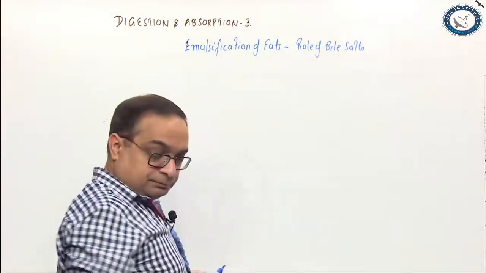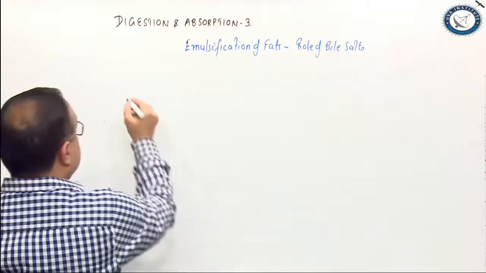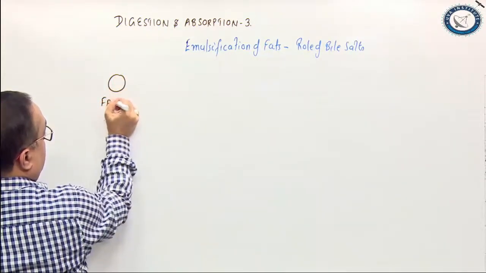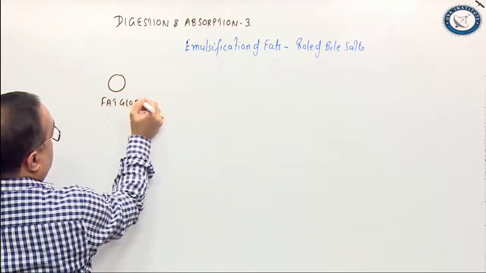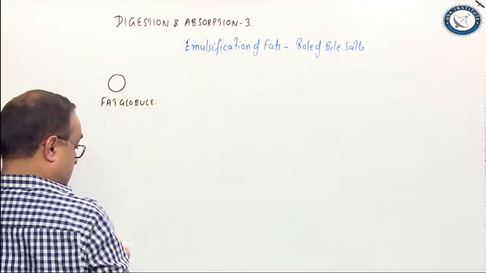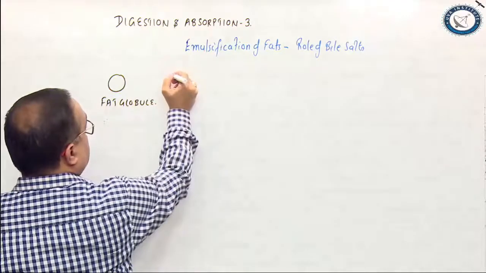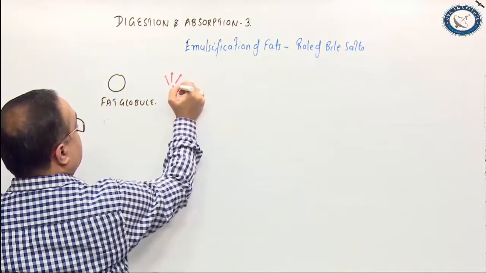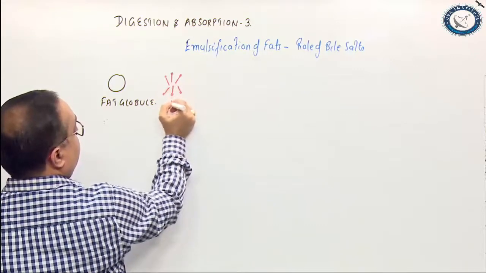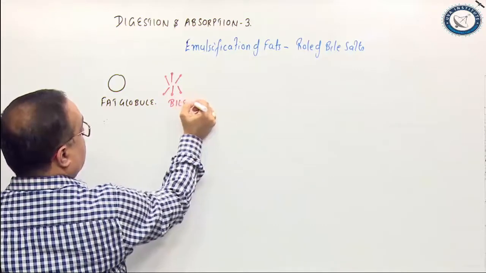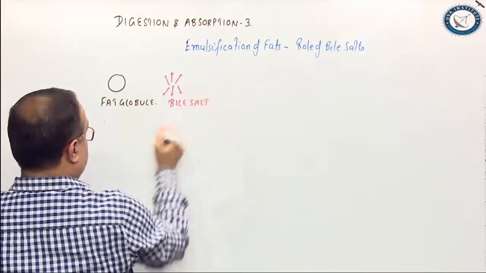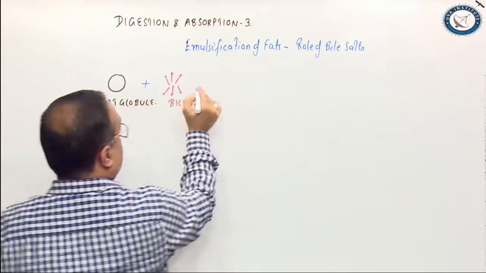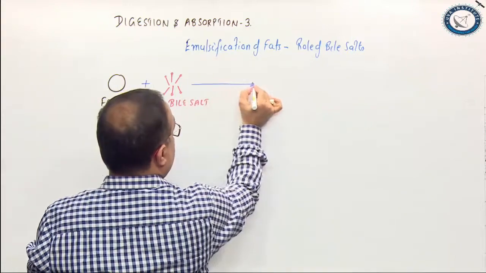See, say this is a fat globule. These are bile salts with a hydrophilic and a hydrophobic end. So, with this red color, I have shown bile salt. Now, let's see how this emulsification is happening.